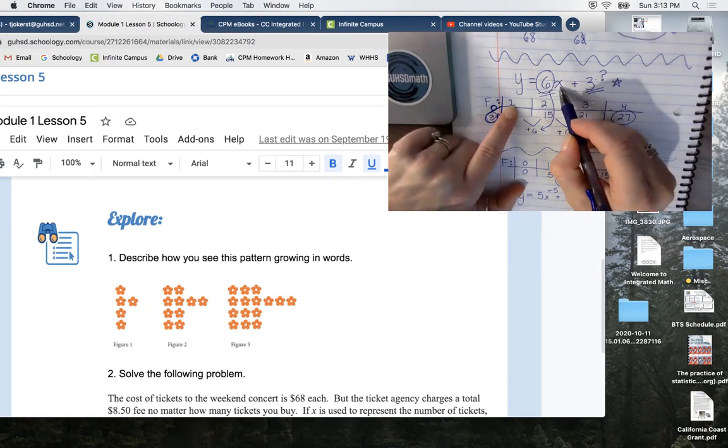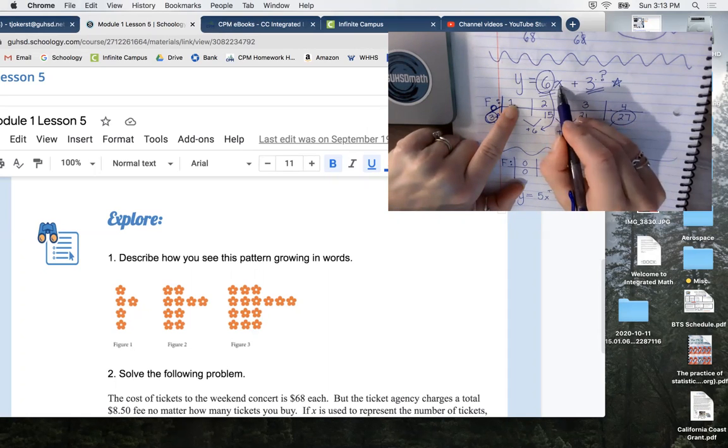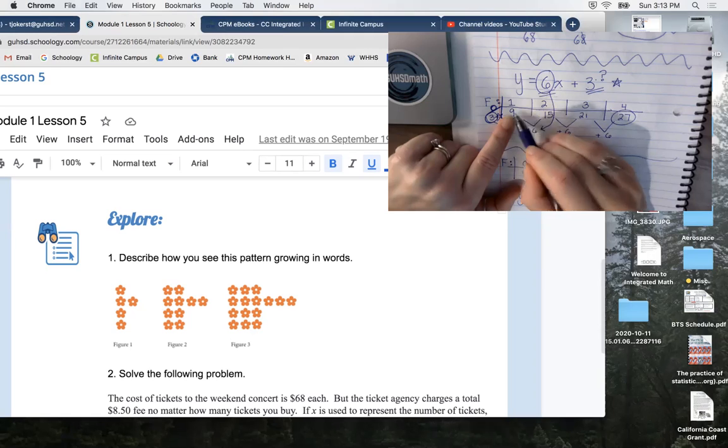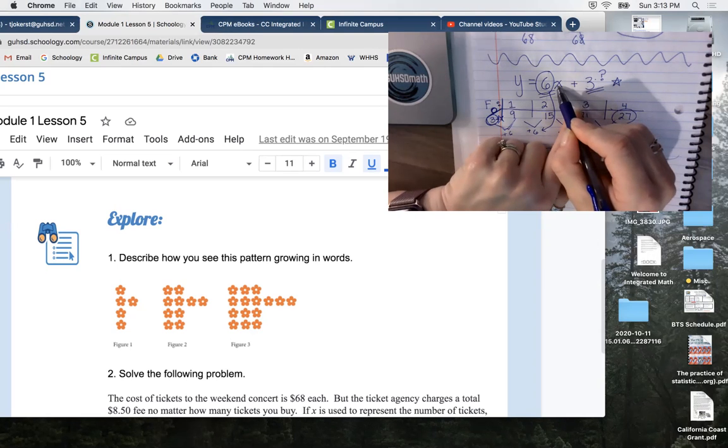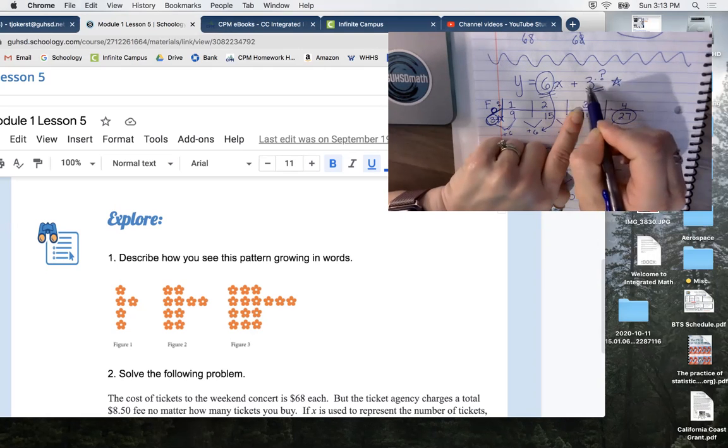Back in this one, applying that same concept, this is the last thing we'll do. If I plug in 1, I should be able to get 9. So if I plug in 1, I have 6 times 1, which is 6, plus 3 is indeed 9. If I plug in figure 3, I get 6 times 3, which is 18, and then I add 3: 19, 20, 21.